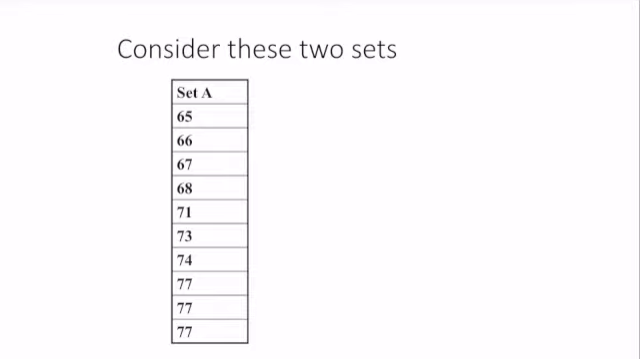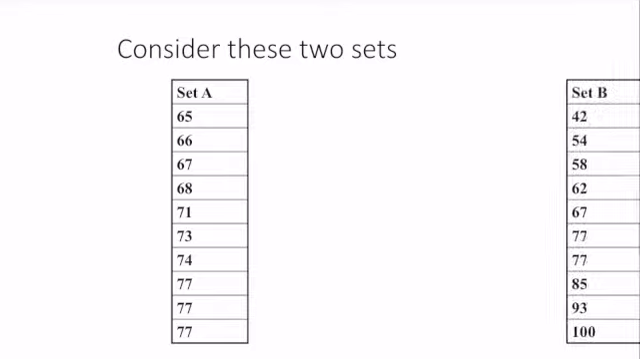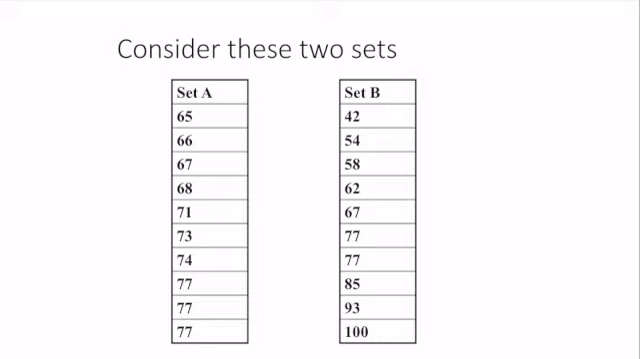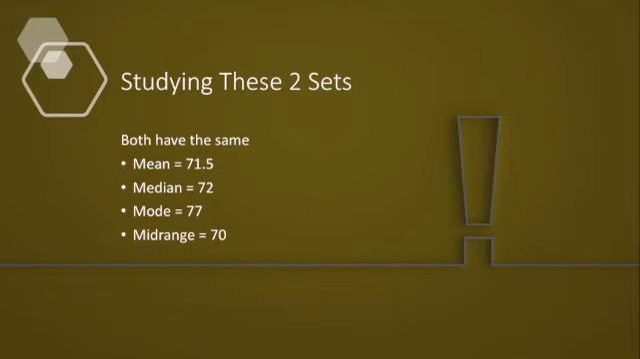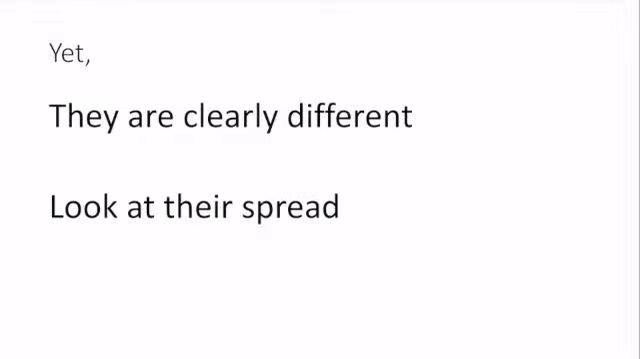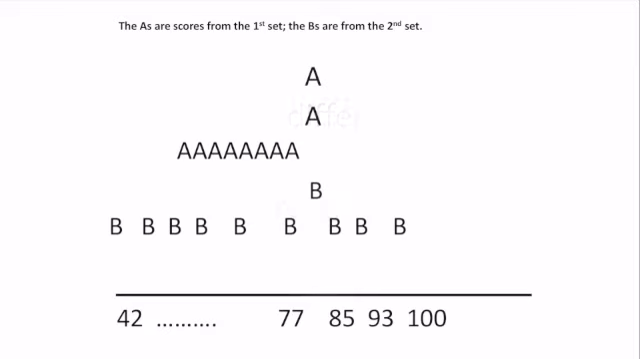So one thing I want us to do, though, is quickly consider these two data sets, set A and set B. And set A and set B have some pretty interesting properties. Both have the same mean, median, mode, mid-range, and that's a lot in common. Yet, the sets are clearly different. Look at their spread. On a range from 42 to 100, B is really spread out, while A is pretty concentrated. A has less variation than B, and let me prove to you why.